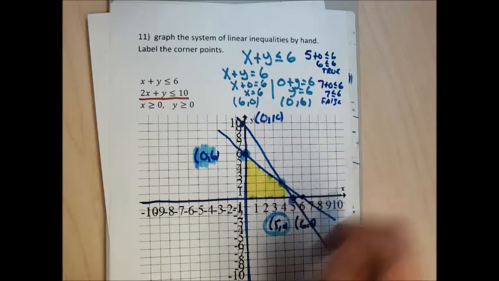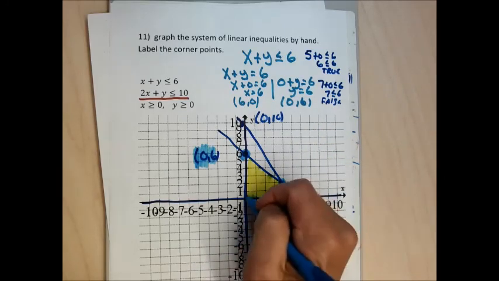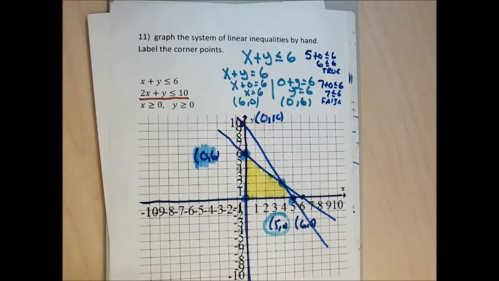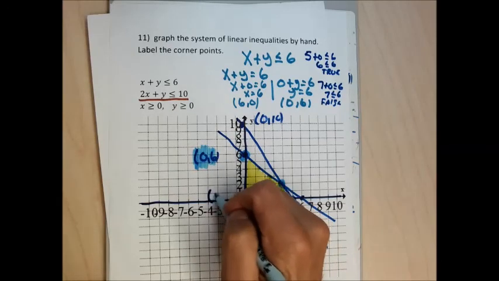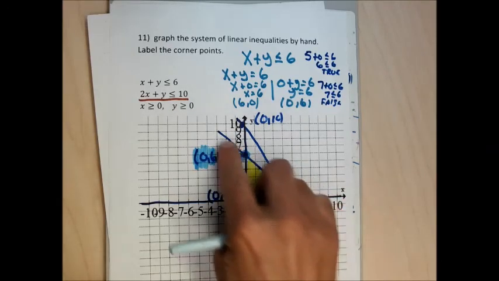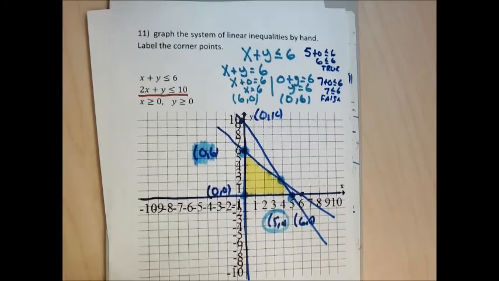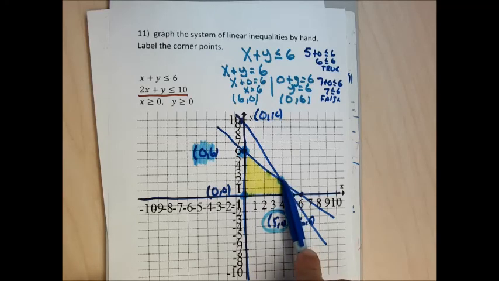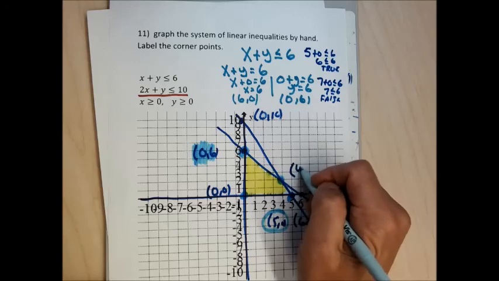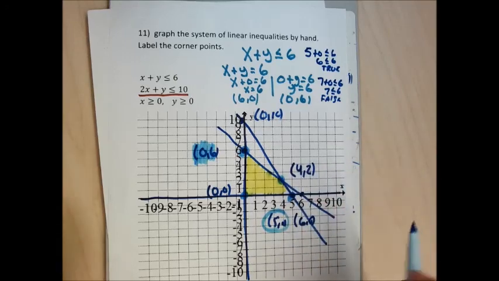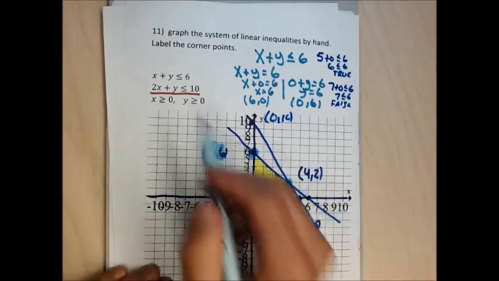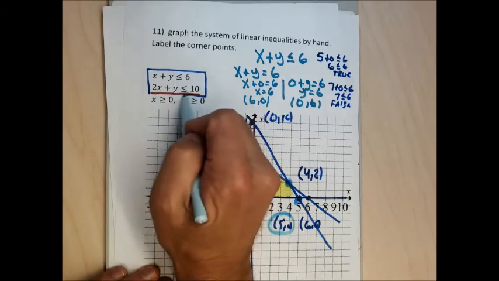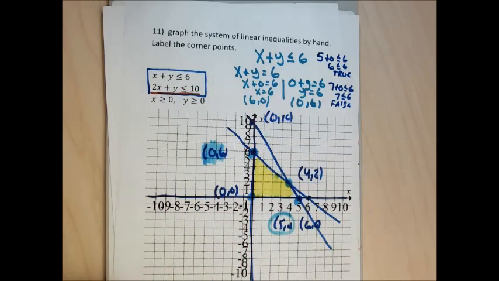This is considered a corner point, and that point (0, 0) is considered a corner point. Corner points are points where the graphs connect the axis or where the graphs cross each other around the final shaded region. I need to find this point real quickly. It looks to me like it's (4, 2), but it may not be (4, 2). I find this point by finding where these two graphs intersect, because that's how that point was created.